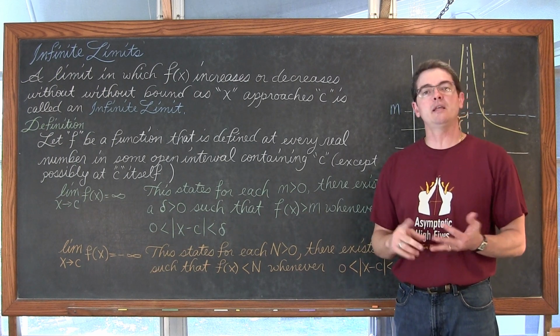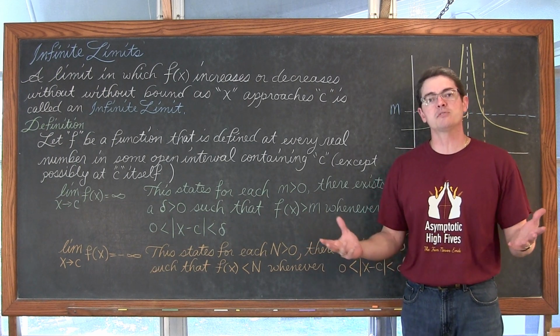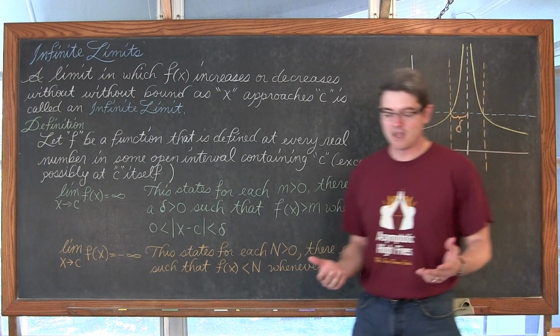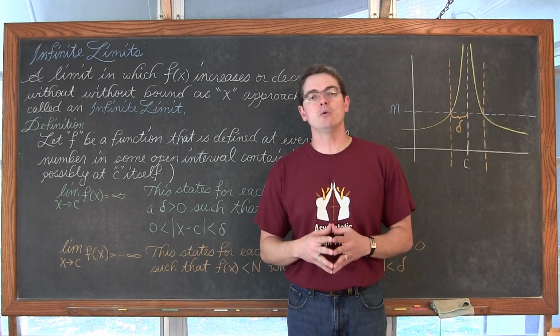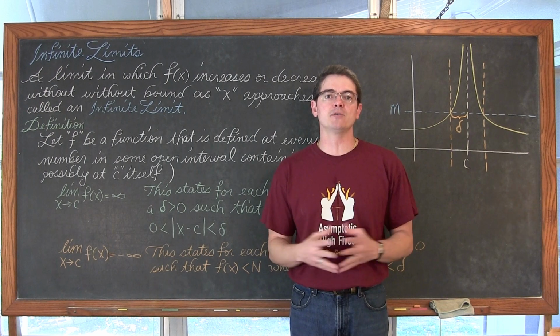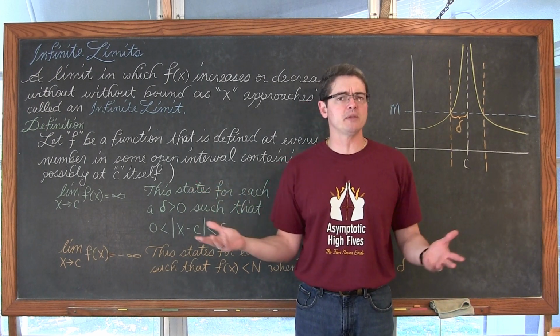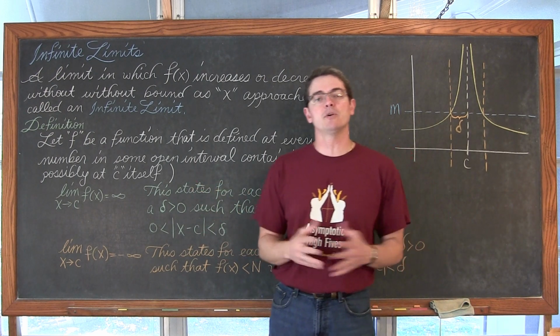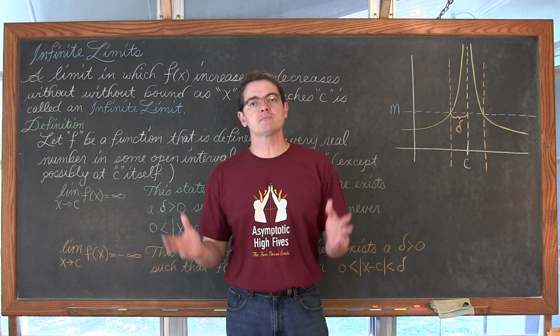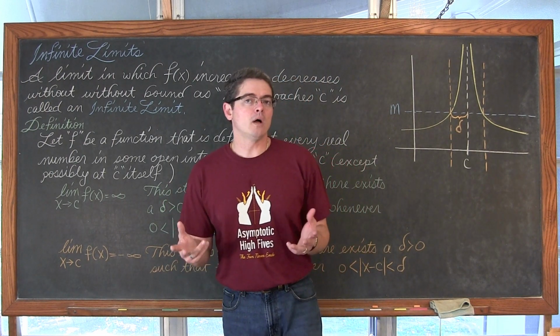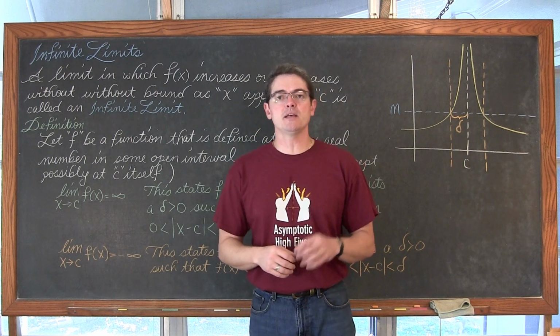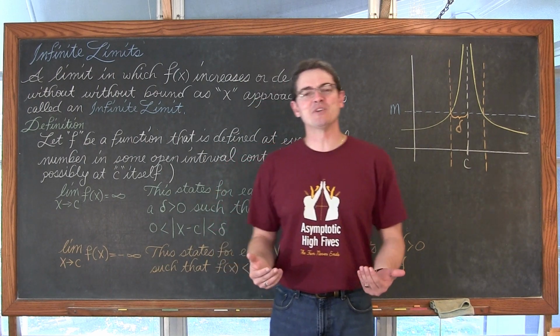Back in Algebra 2 and even in pre-calculus, you studied how to graph rational functions. And in rational functions, you looked at and sometimes found slant asymptotes or oblique asymptotes, you found horizontal asymptotes, and you found vertical asymptotes or holes. Well, that's kind of what an infinite limit is. It deals with vertical asymptotes.